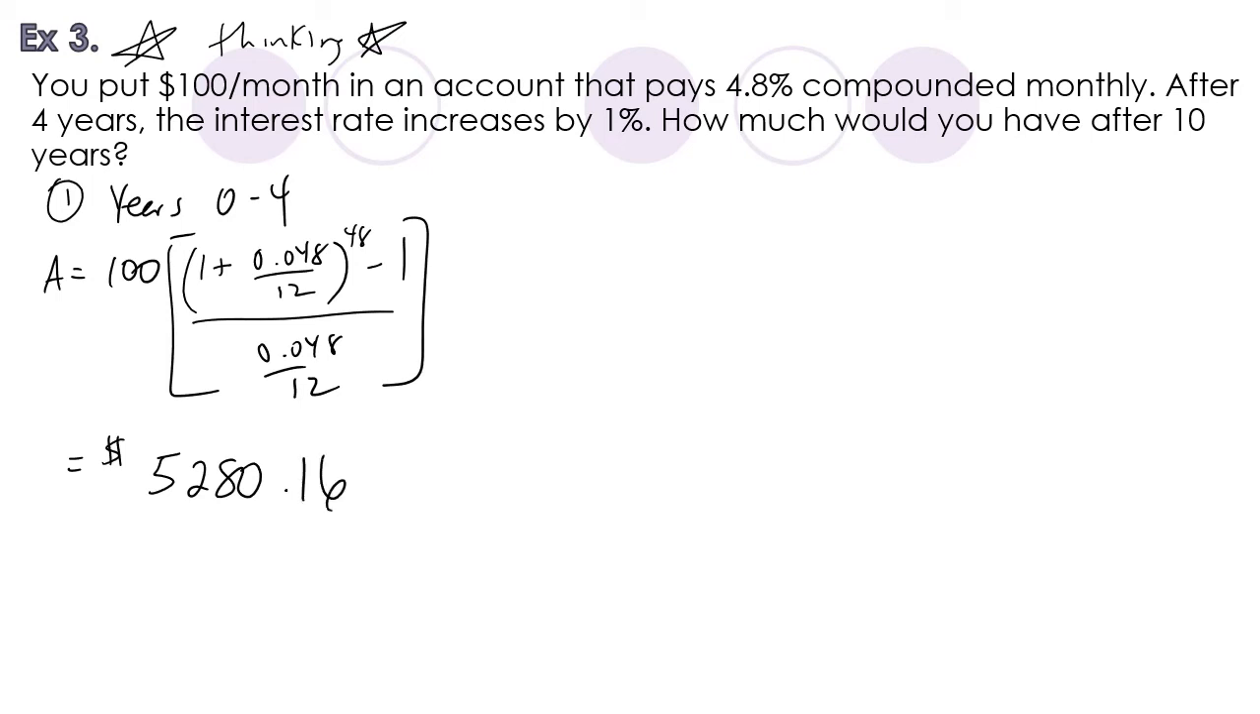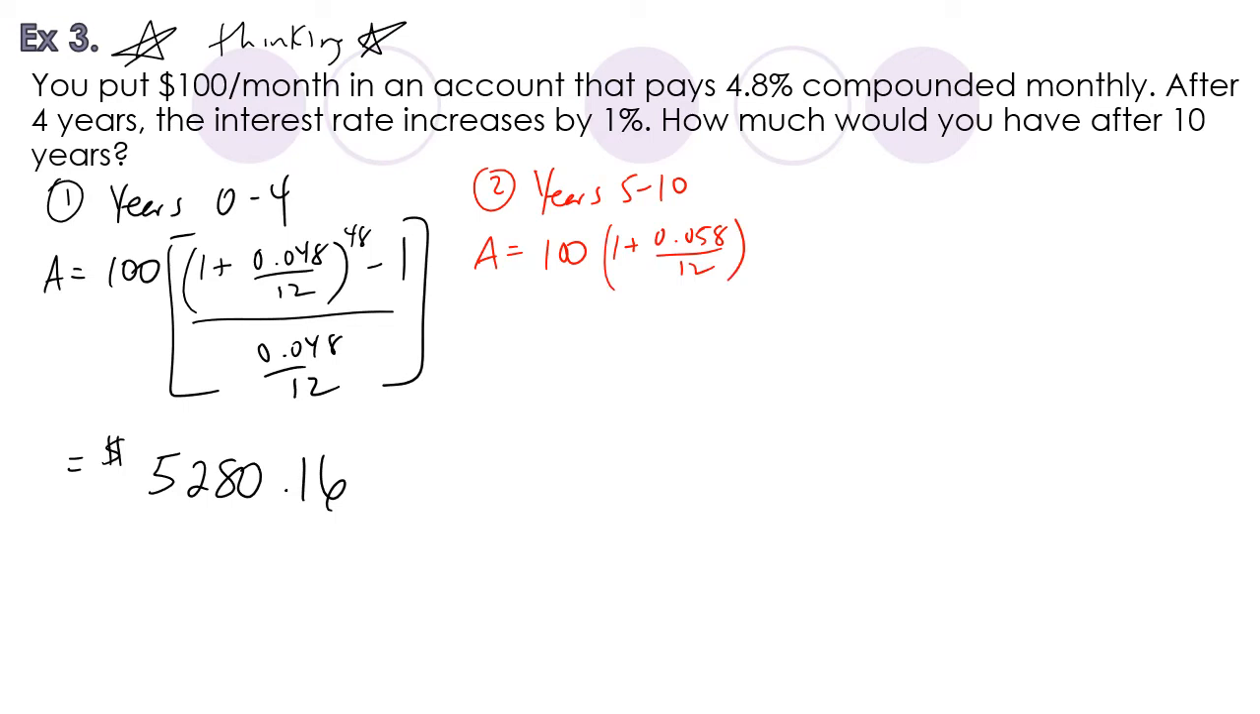Now, years 5 to 10, the interest rate changes. So it's almost like doing a question again, like part B of the question. And this would be years 5 to 10. Still making monthly payments, so we know it's an annuity. Everything stays the same except for the interest rate. So 100, 1 plus 0. Now it increased by 1%, so it's going to be 5.8. Still monthly.